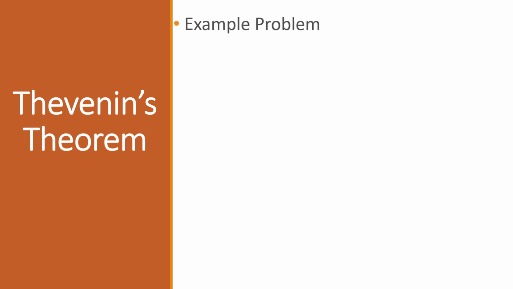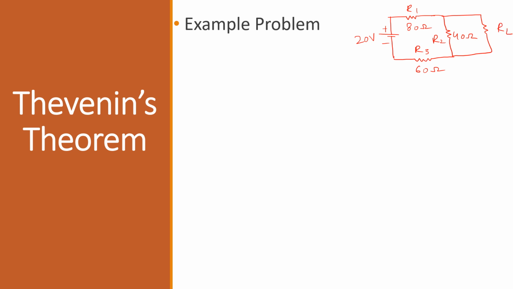Now look at this example problem. If you have a circuit like this, there is a voltage source of 20 volts which is connected to R1, which is 80 ohms. It is connected to R2, which is 40 ohms, and it is connected to R3, which is 60 ohms, and here is your load resistor RL. Now, how are you going to draw its Thevenin's equivalent circuit?